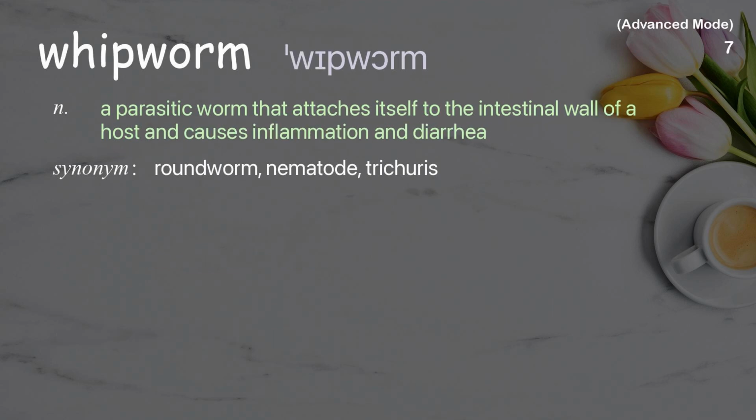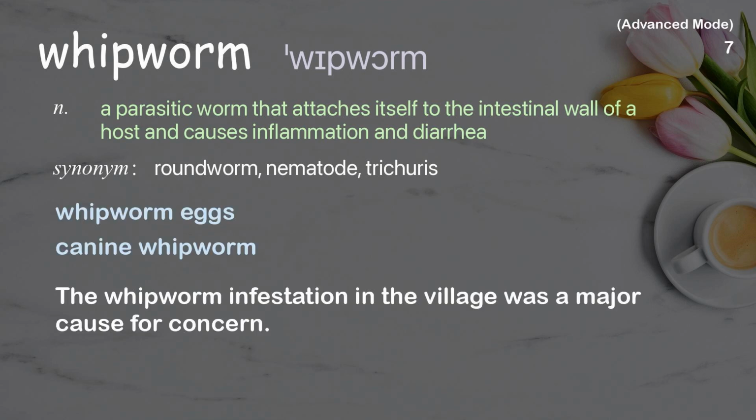Whipworm. A parasitic worm that attaches itself to the intestinal wall of a host and causes inflammation and diarrhea. Examples: whipworm eggs, canine whipworm. The whipworm infestation in the village was a major cause for concern.